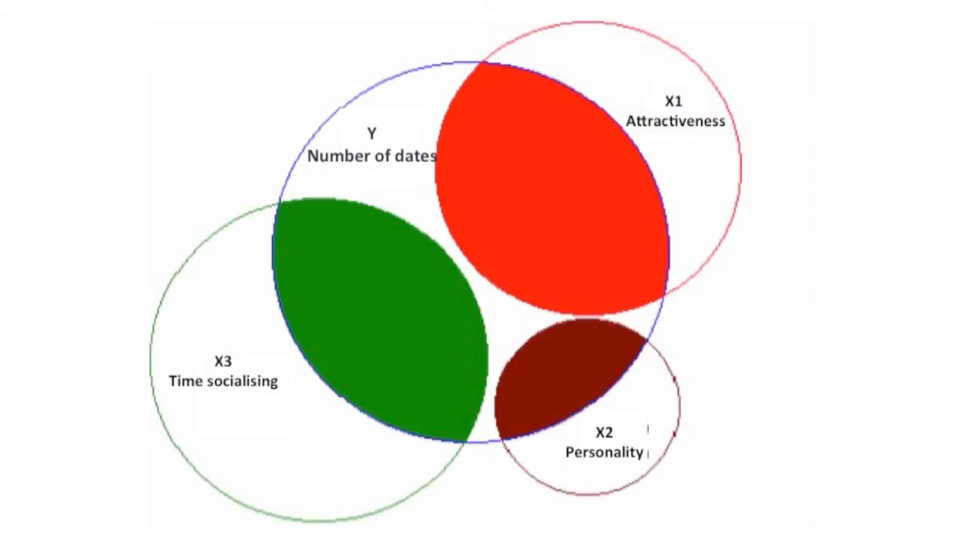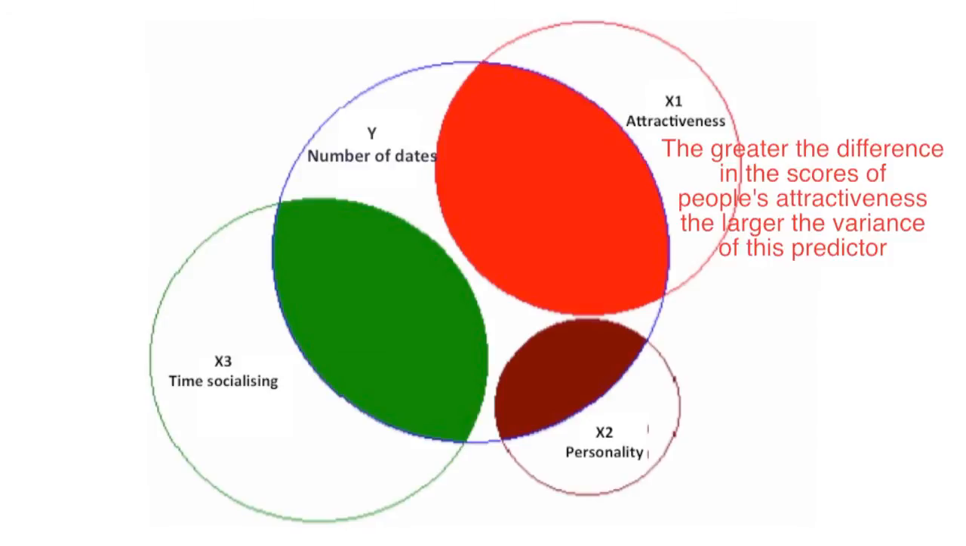So imagine that the blue circle represents all the variance in the dependent variable, in this case the number of dates in the last 3 years. This is the outcome variable, or the dependent variable, and it's designated as y. The red circle represents all the variance in the first predictor, x1, which is a score of the person's attractiveness. As you can imagine, different people have different scores on attractiveness. The greater the difference in the scores of people's attractiveness, the larger the variance of this predictor.